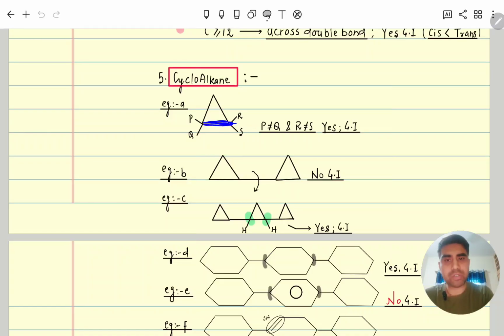So you can see this one is restricted rotation. This P and Q are not the same, and R and S are not the same. So yes, GI. Coming to this example, we can see that here this rotation can happen. This is not restricted, it can rotate like a conformer, so no GI. But here we can see that this bond is restricted rotation, meaning it cannot rotate. Across this, hydrogen and this P and Q are not the same, and R and S are not the same, yes, GI.